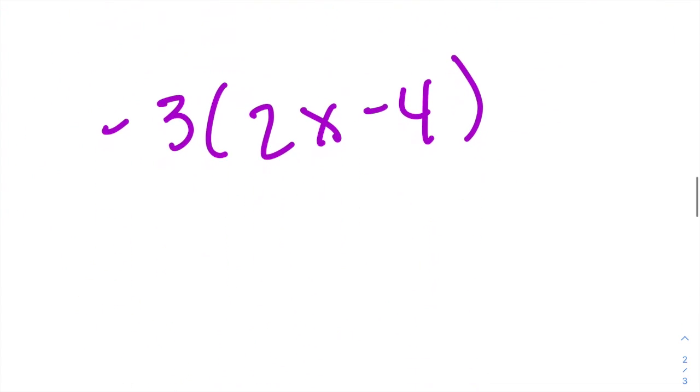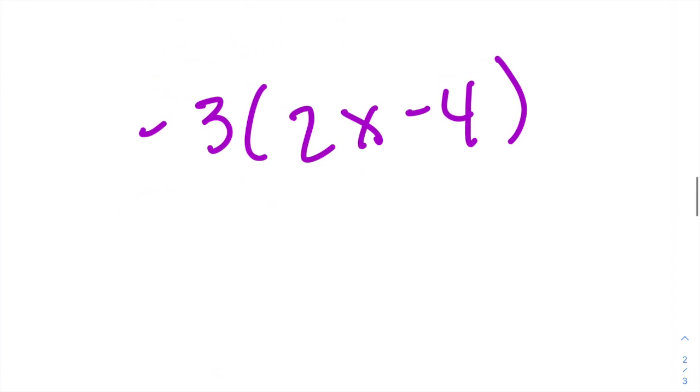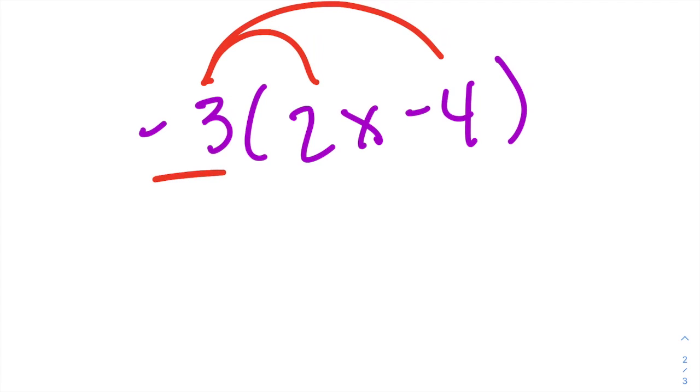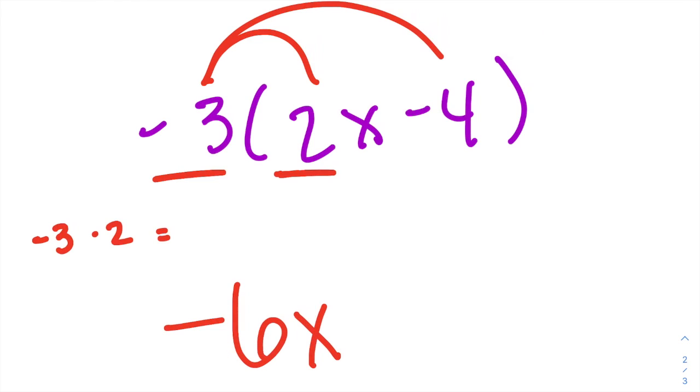Here I have negative 3 times 2x minus 4. Oh, I have one last one after this. So negative 3 times 2x, negative 3 times negative 4. So like I said before, we're taking this 3 and we're multiplying it by our coefficient. Negative 3 times 2 is negative 6. And the x comes along with it because it was with the 2.